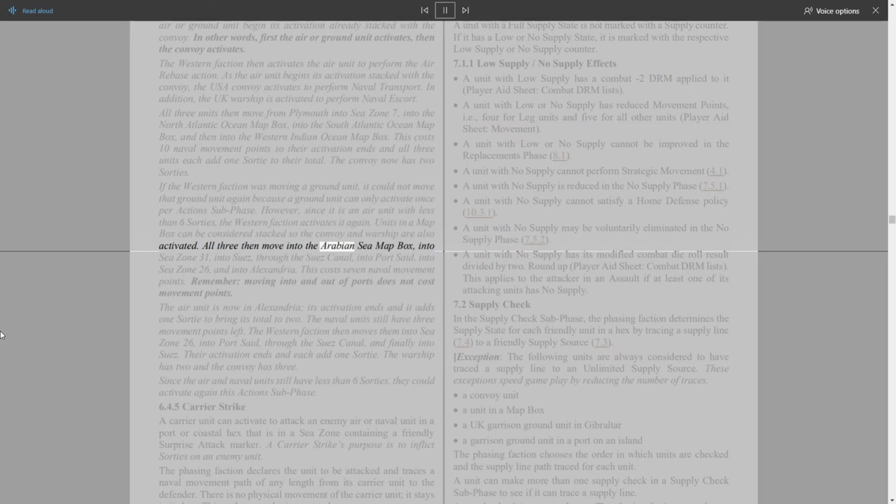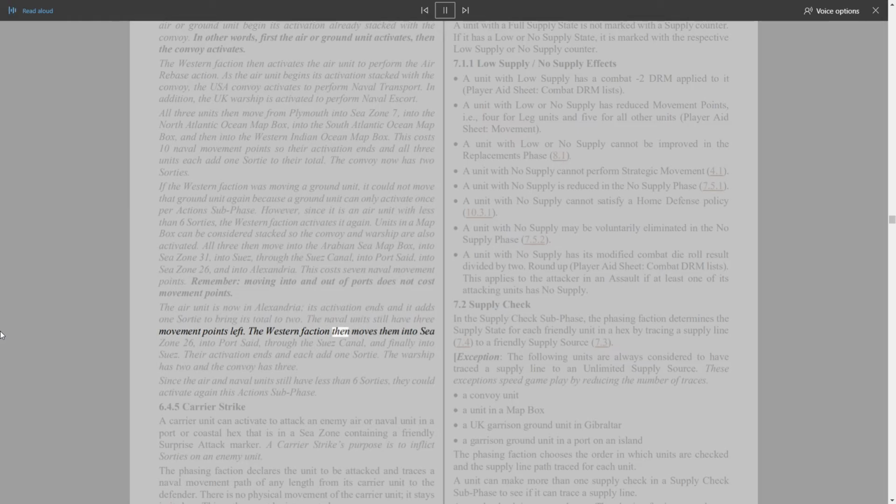All 3 then move into the Arabian Sea map box, into Sea Zone 31, into Suez, through the Suez Canal, into Port Said, into Sea Zone 26, and into Alexandria. This costs 7 naval movement points. Remember, moving into and out of ports does not cost movement points. The air unit is now in Alexandria, its activation ends, and it adds 1 sortie to bring its total to 2. The naval units still have 3 movement points left.